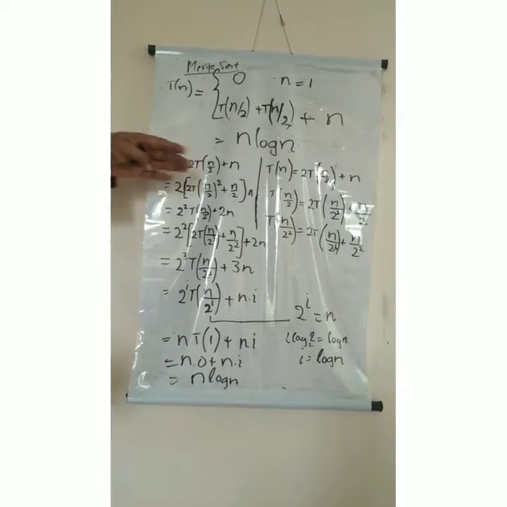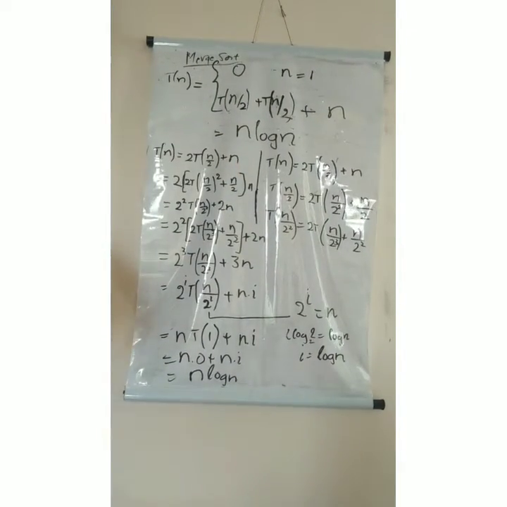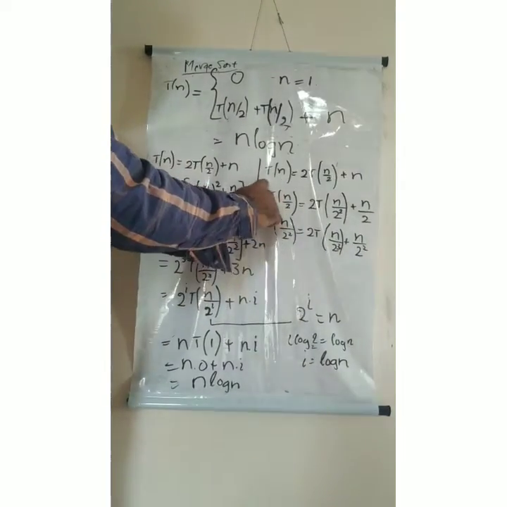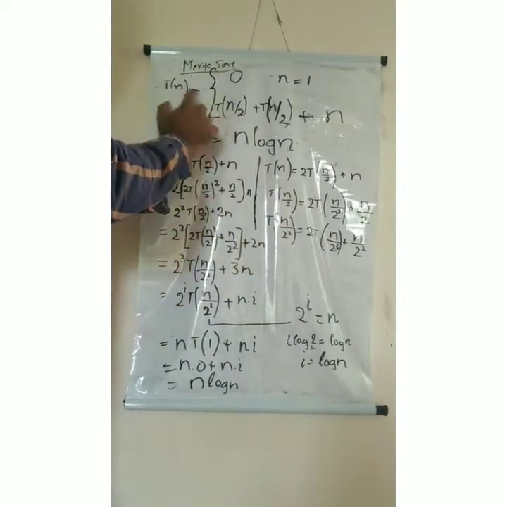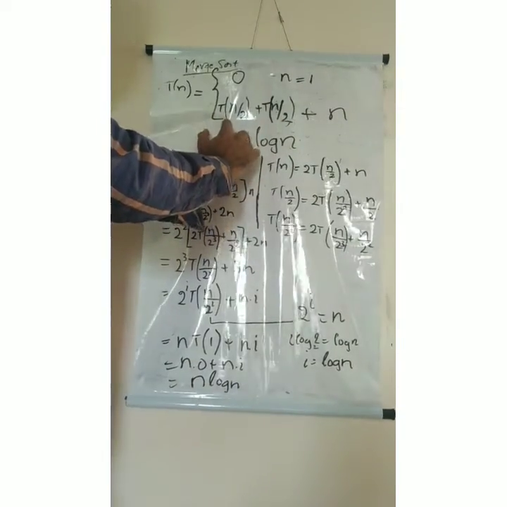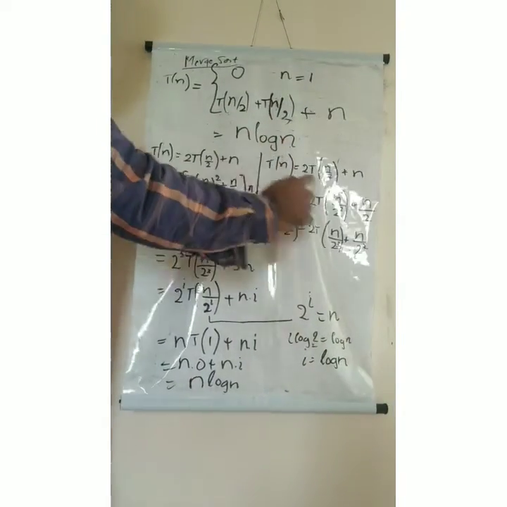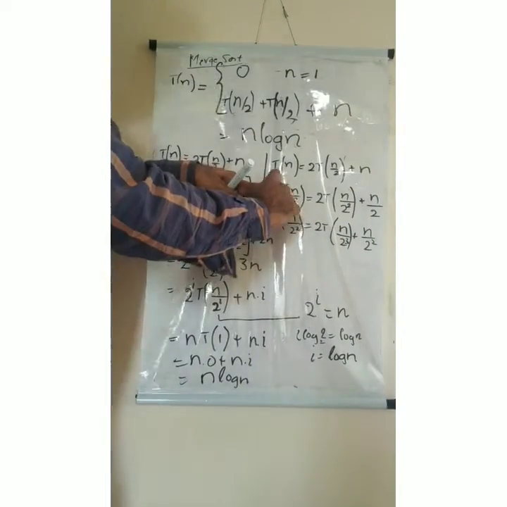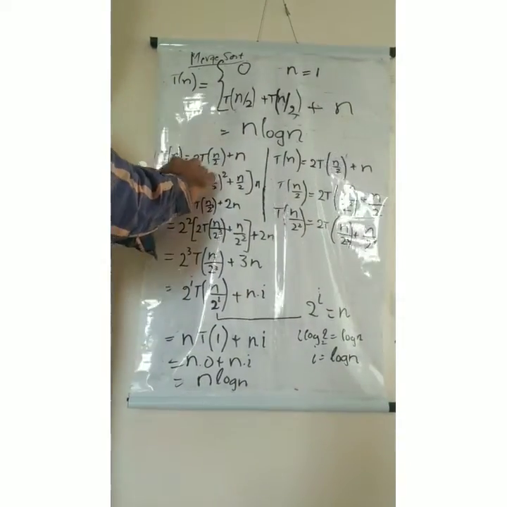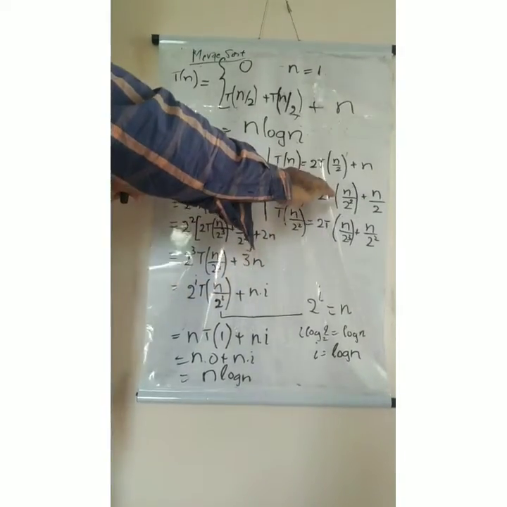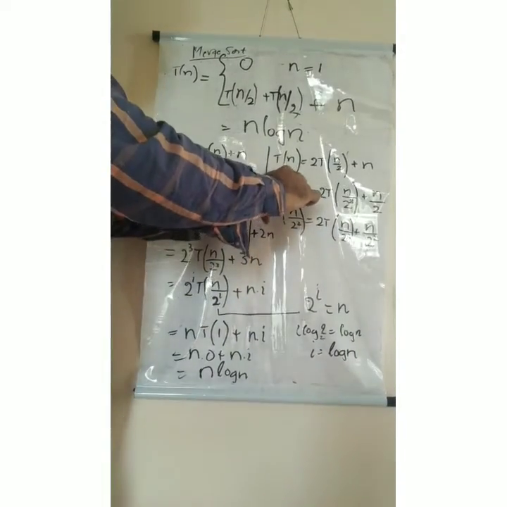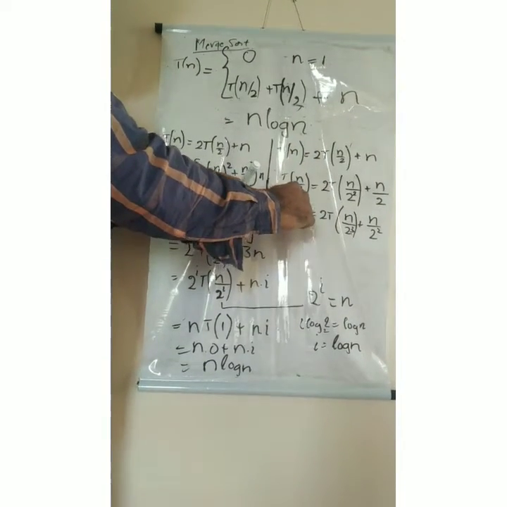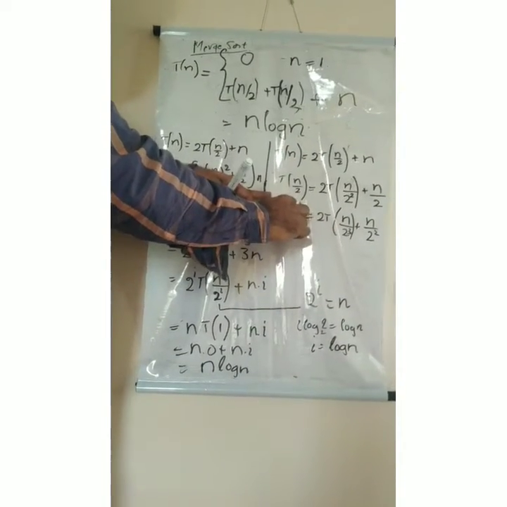By using back substitution, you can find the solution. In back substitution, we take t of n equals t of n by 2 plus t of n by 2, that is, 2t of n by 2 plus n. Now in back substitution, we write the equation on the left hand side and right hand side, and replace n by n by 2. Wherever there is n, just write n by 2.